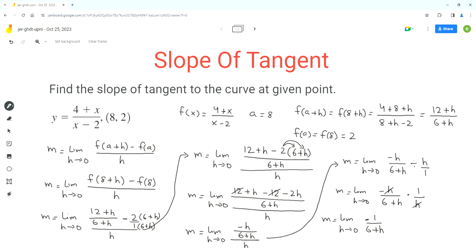Now we can apply the limit. So our next step becomes m equals, we sub in h as 0, 6 plus 0, which is equal to just negative 1 over 6. So this should be the final answer for the slope of the tangent to the given curve at the given point (8, 2). These are the steps you have to keep in mind to solve this type of problem.